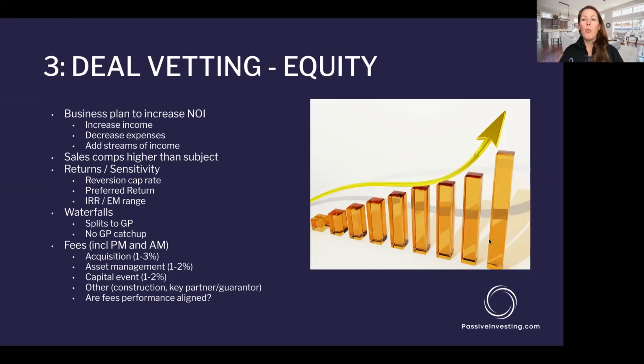Let's see. So what do we want to see in a deal? What do we want to vet here to protect the downside on equity? Well, one, I want to see a business plan that has a solid plan to increase the net operating income on the asset. Why that? Because that is the number one driver of value.